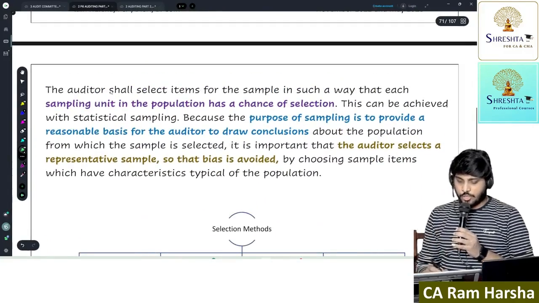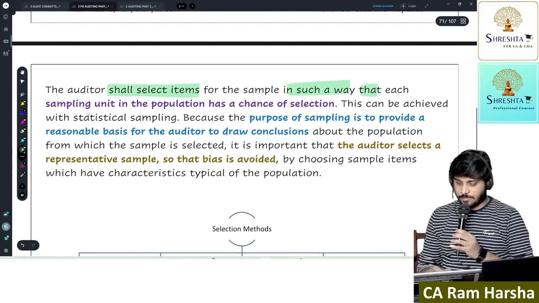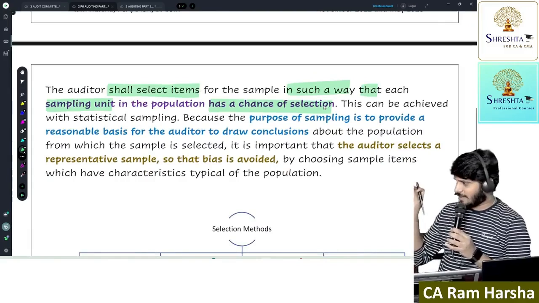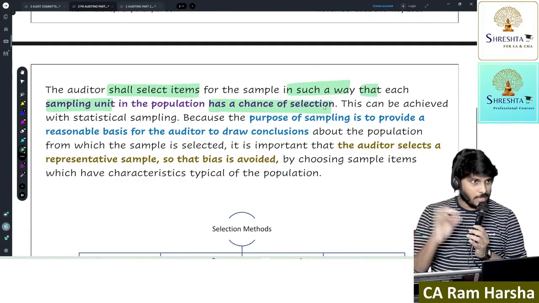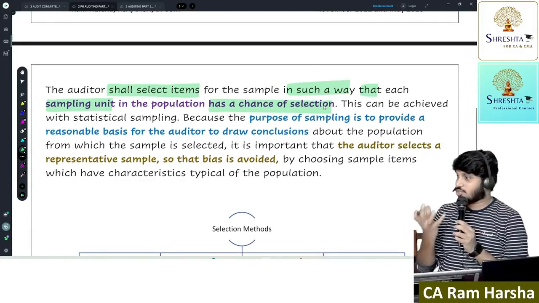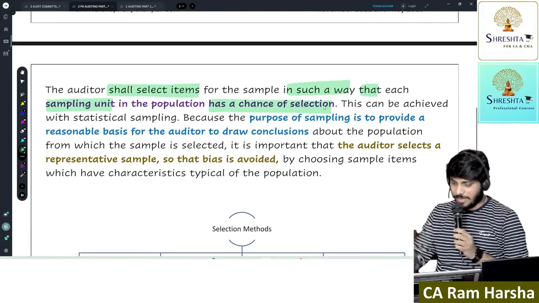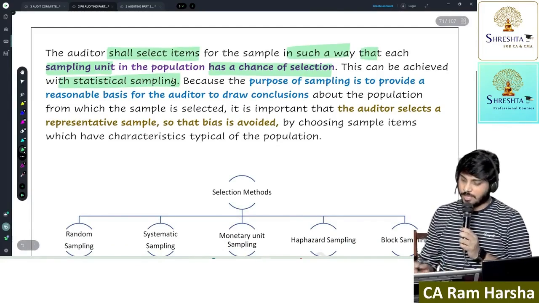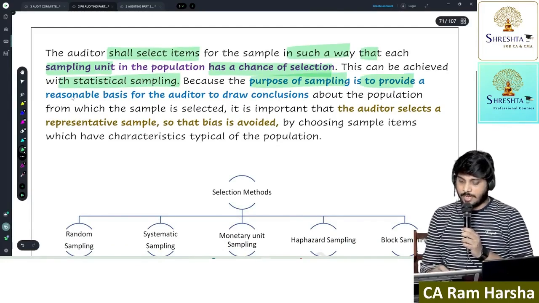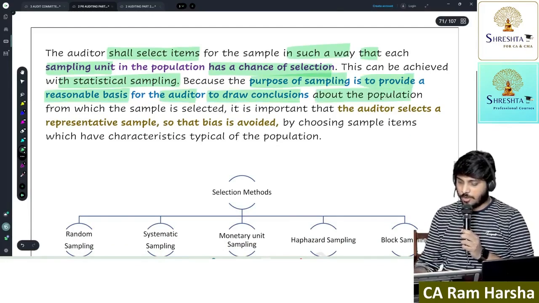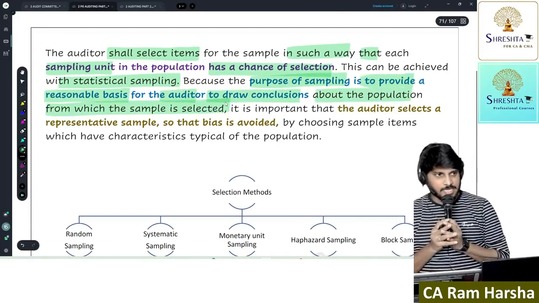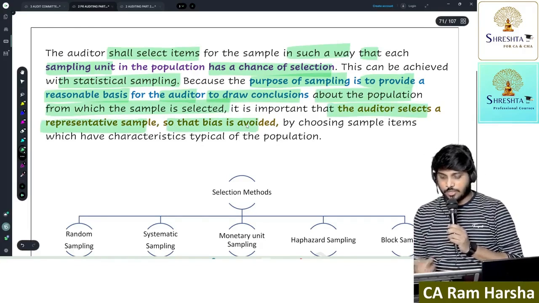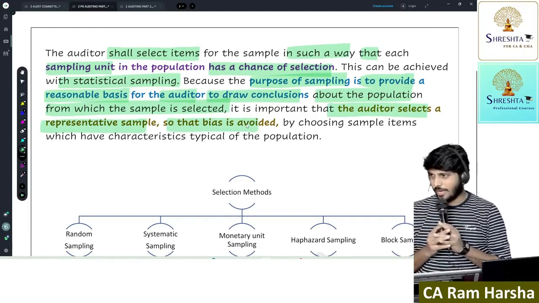First of all, you shall select items in such a way that each sampling unit has a chance of selection. So every sampling unit should be given a chance. Every unit in the population should get some chance that it will be selected. This can be achieved only in statistical sampling. The purpose of sampling is to provide a basis for the auditor to draw conclusion about population from where it is selected. And it is important that auditor selects representative sample so that bias is avoided.